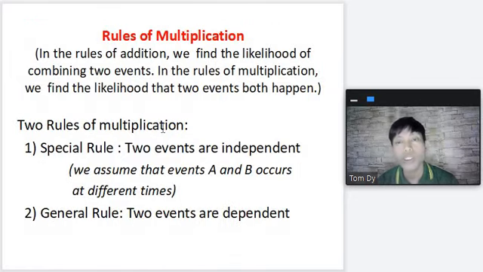Now we have the rules of multiplication. We are done with the rules of addition. This time we will proceed with the rules of multiplication. In the rules of addition, we find the likelihood of combining two events. In the rules of multiplication, we find the likelihood that two events both happen. So we have here the two rules of multiplication, the special rule and the general rule. The special rule is when two events are independent. We assume that events A and B occur at different times. Whereas the general rule is when two events are dependent.